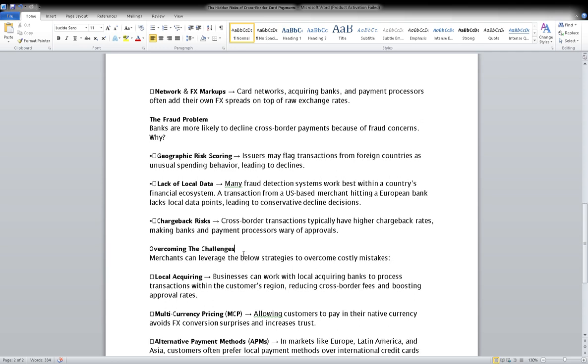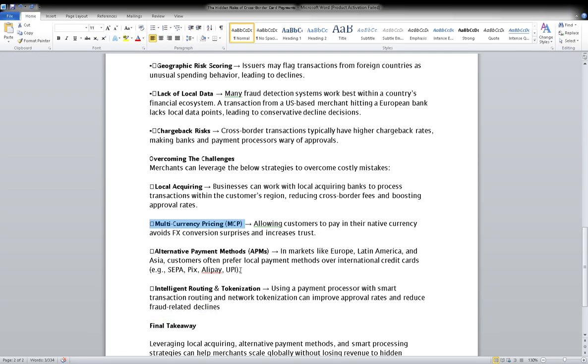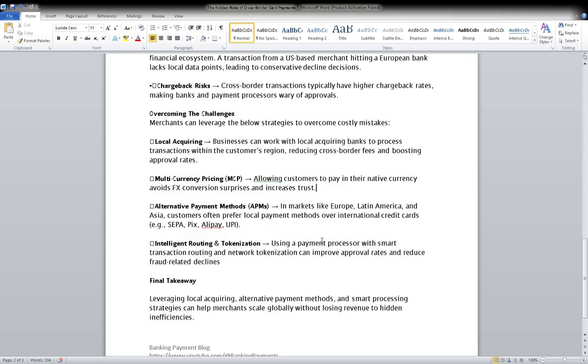Overcoming the challenges. Merchants can leverage the below strategies to overcome costly mistakes: local acquiring, multi-currency pricing, and alternative payment methods. For example, in markets like Europe, Latin America and Asia, customers often prefer local payment methods over international credit cards, such as SEPA, Pix, Alipay and UPI. So alternative methods can be used to reduce the charges. Multi-currency pricing, allowing customers to pay in their native currency, avoids FX conversion. That's one of the good ways we can avoid the charges.